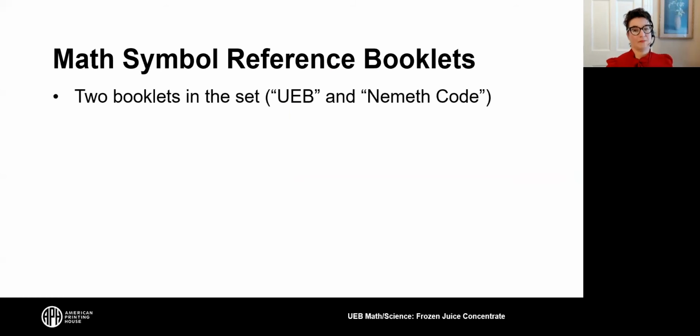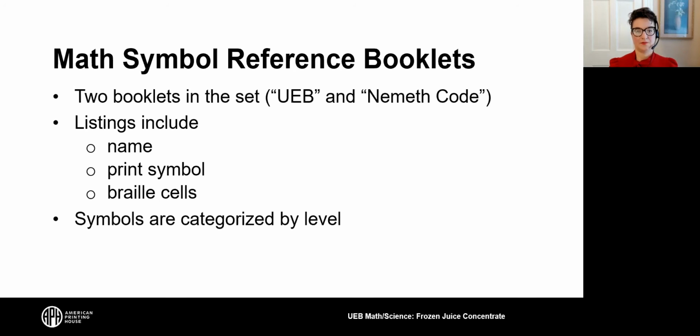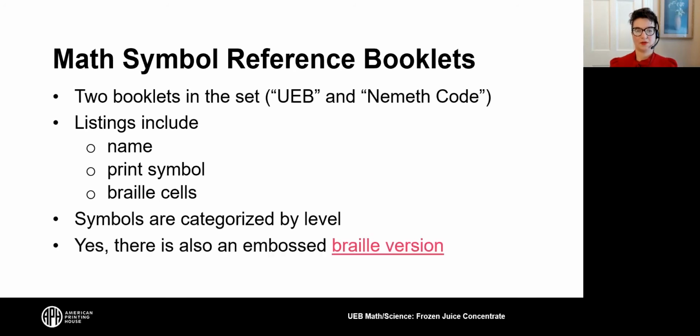So again, the math symbol reference booklets from APH come as a set with 2 booklets. That's how they always come. One booklet is UEB, or UEB Math/Science, and one booklet is Nemeth Code, or UEB with Nemeth. Each listing includes the name, the print symbol, and the Braille cells that correspond to that print symbol, as well as an example. The symbols are categorized by those 3 levels. And like I said, there's a Braille version and a print version.